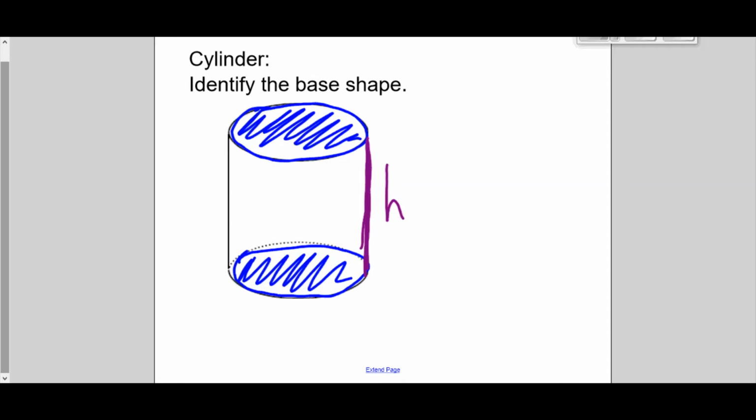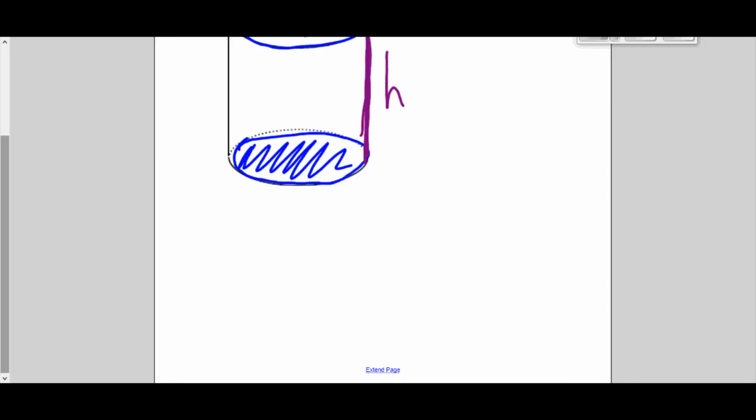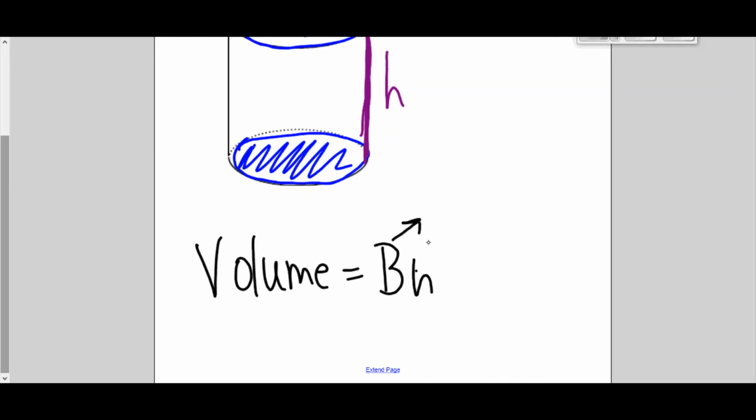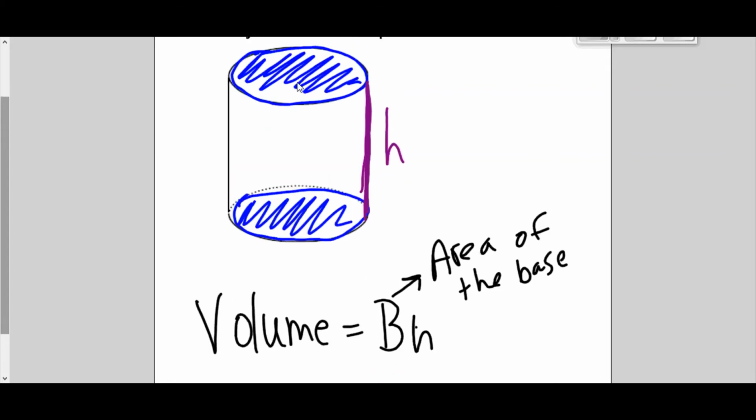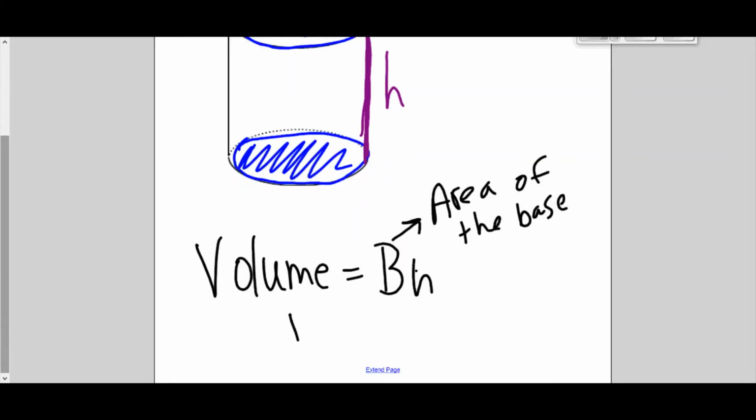The volume formula for a cylinder is volume. Remember, it equals base times height. So where we're using a capital B, this means area of the base. So in this case, the base was a circle. So the area of a circle, so here I'm going to write pi r squared. And I'm going to multiply that by the height. So the distance between the two bases is your height. So that's going to be h.